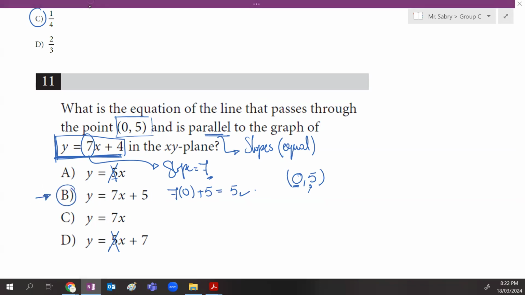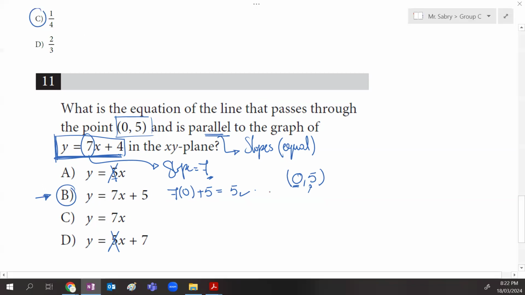But also, from the beginning, I should have noticed that this x is equal to 0. And whenever x is equal to 0, this y is the y-intercept. So right away, I know for a fact that my line has a y-intercept of 5, and that is the one that has a y-intercept of 5, but this one has a y-intercept of 0. So definitely C is not right and B is right as well.